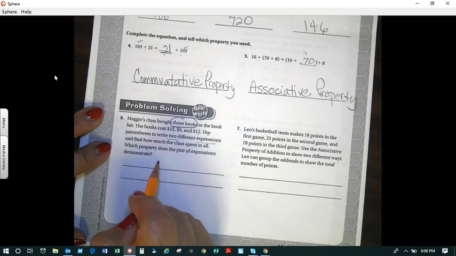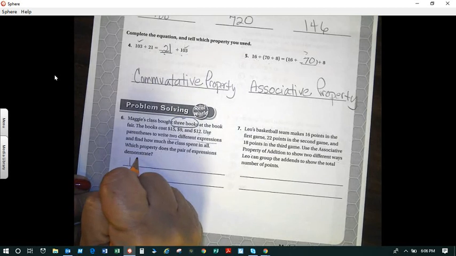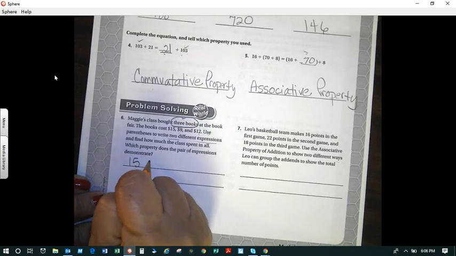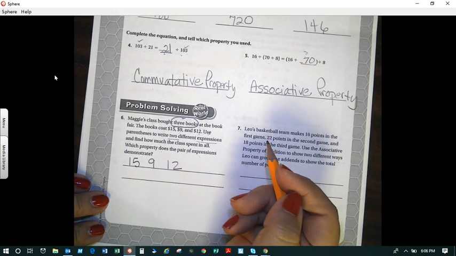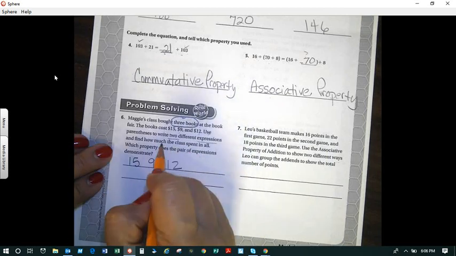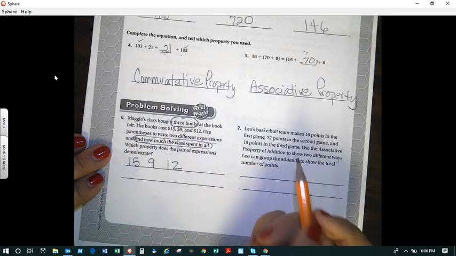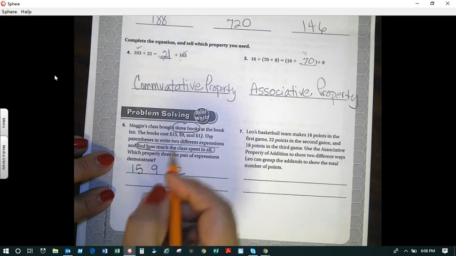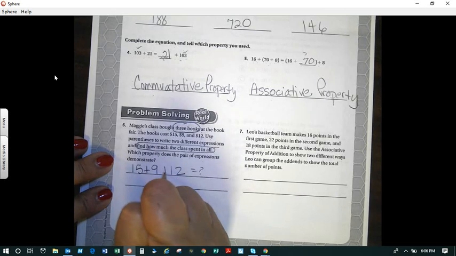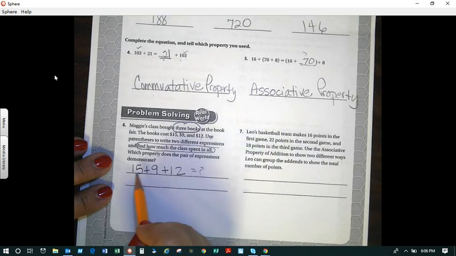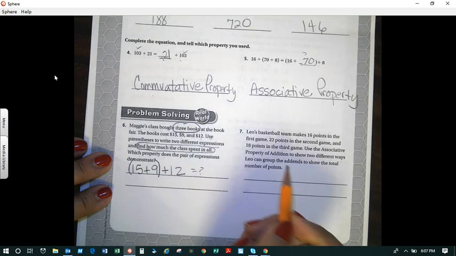So I'm going to write 2 equations. So first of all, I'm going to put in my numbers 15, 9, and 12. Those are the ones that I need to work with. Well, it says that I needed to find how much the class spent in all. So I need to find what is the total cost. So I need to add those. Now, I can add straight across. I can group them. So if I group here, that's one equation.